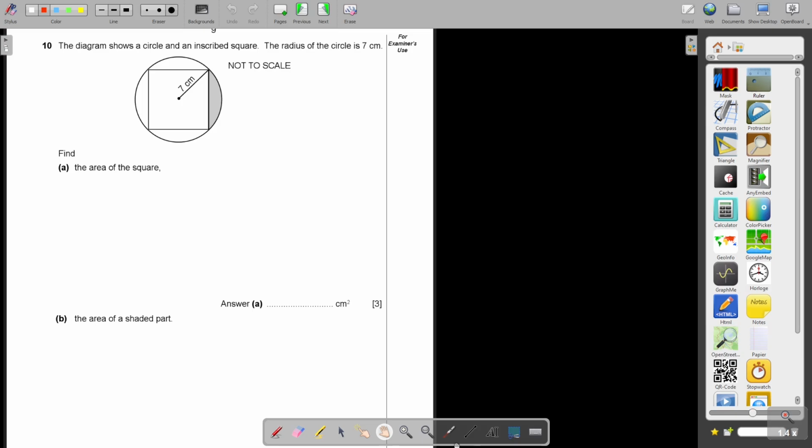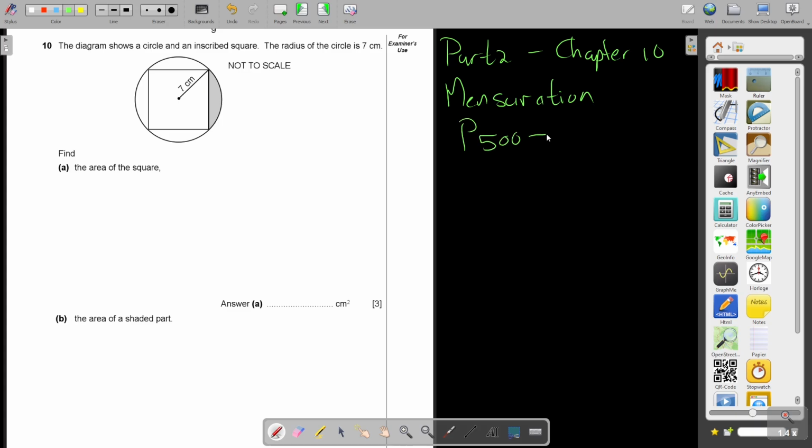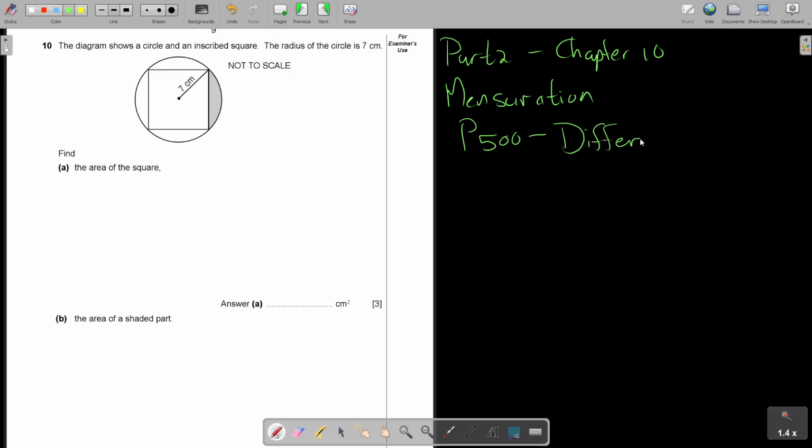Okay, so let's just see first in my textbooks. Where will we find that? We will find that in part 2 and chapter 10, and it's mensuration. Page 500 will help you, and it's the different shapes. And it's page 501. Okay. The area of the square.